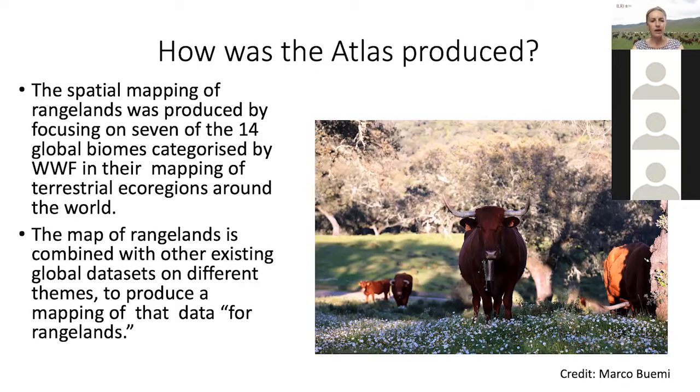Thank you. So how was the Atlas produced? Basically, it was very simple, really. First of all, we produced a base map of rangelands. We used the WWF categorization of global biomes to do that. There are 14 major global biomes that WWF has identified, and on consideration and looking at the descriptions of those biomes, we agreed as a technical working group that 7 of those fulfilled the classification of rangelands that we were using. We have the classification at the beginning of the Atlas.